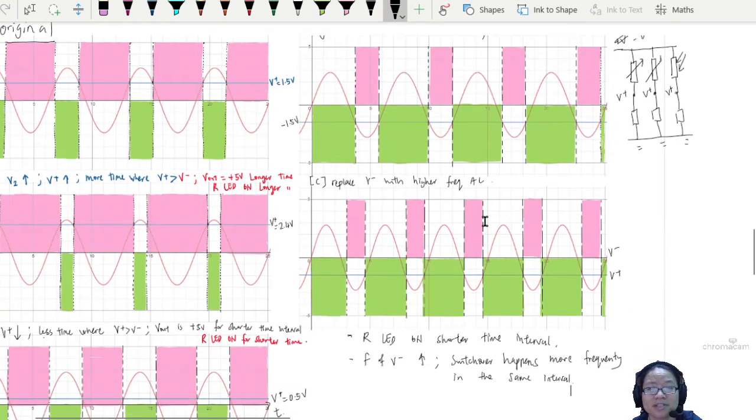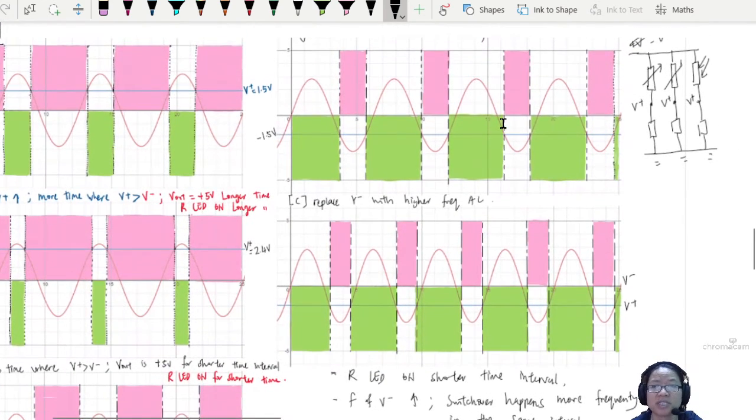And the final part is when we change the frequency, the time interval will be shorter, not because we change this V plus or we change any values. When we increase the frequency, we switch over more times. When we switch over more times, the time when the red LED turns on here will be shorter than this one because the switching over happens quicker.